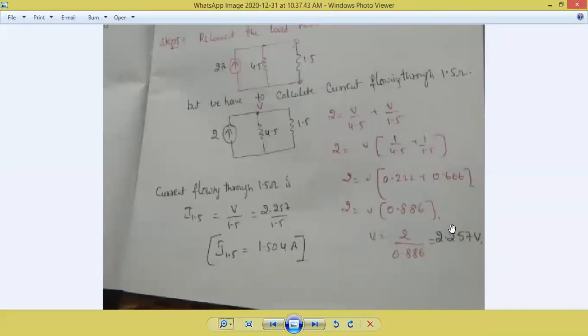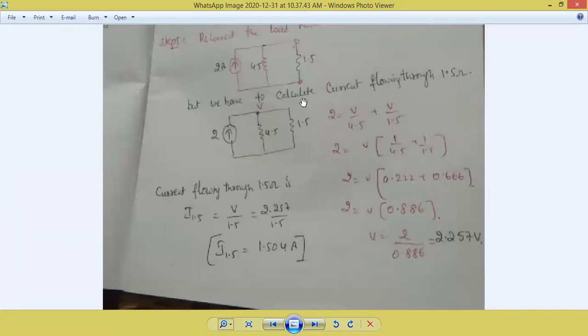But what is our aim? Is our aim to calculate the node voltage? No. With the help of the node voltage, we calculate the current flowing through 1.5. Anyone tell me how to calculate the current flowing through 4.5? 4.5 is connected to the node, so with the node voltage, I is equal to V by 4.5. Understood, all of you? Current flowing through 4.5 is I equals V by 4.5.